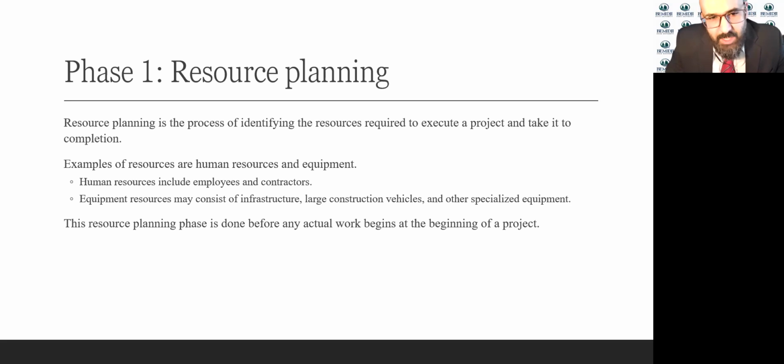This resource planning phase is done before any actual work begins. So it is a planning phase where we're doing it before actually starting the project itself, at the beginning of the project.